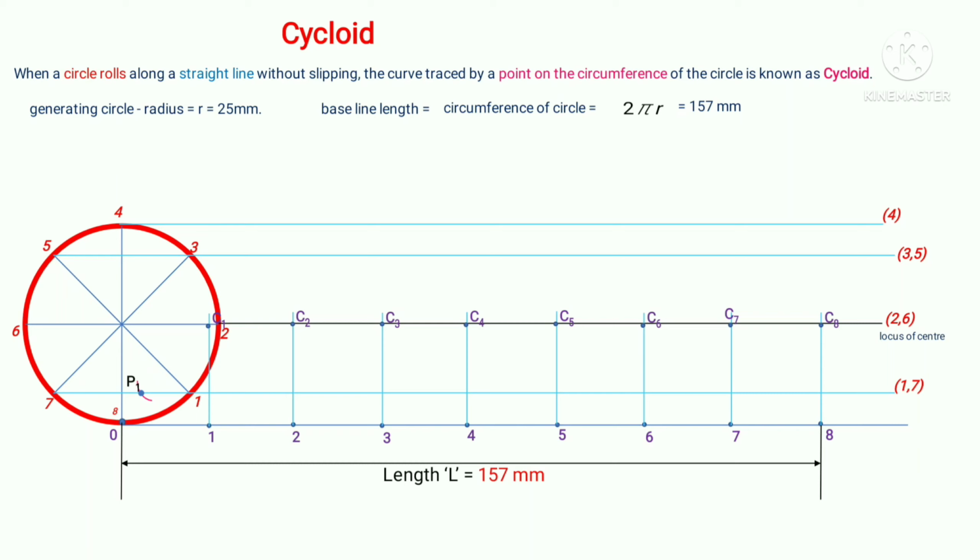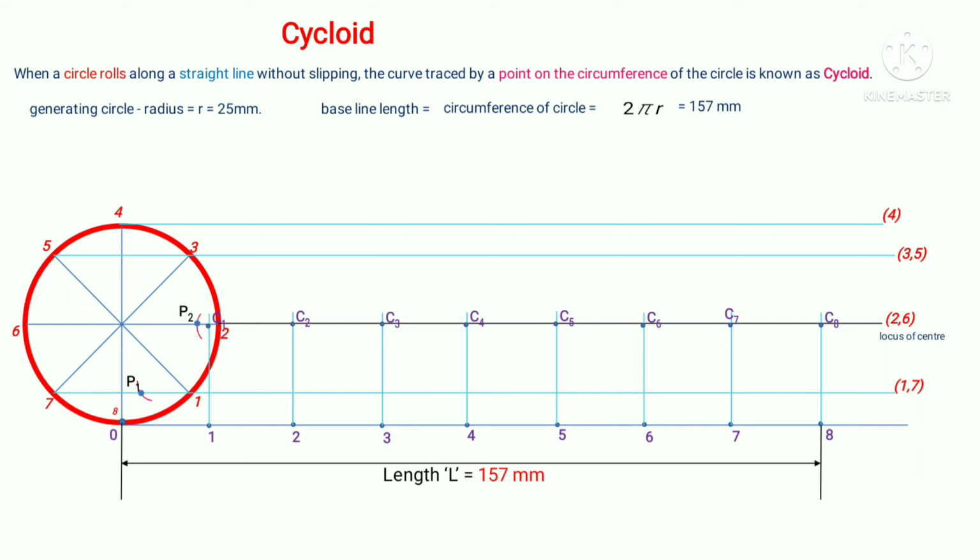Now with the center C2 and radius 25 mm, an arc is drawn cutting the locus 2, 6. In this case it is the black line, and the arc is cut at the left and the point is marked as P2. Now with center C3 and radius 25 mm, an arc is drawn to cut the locus line 3, 5 towards the left, and the point is marked as P3.